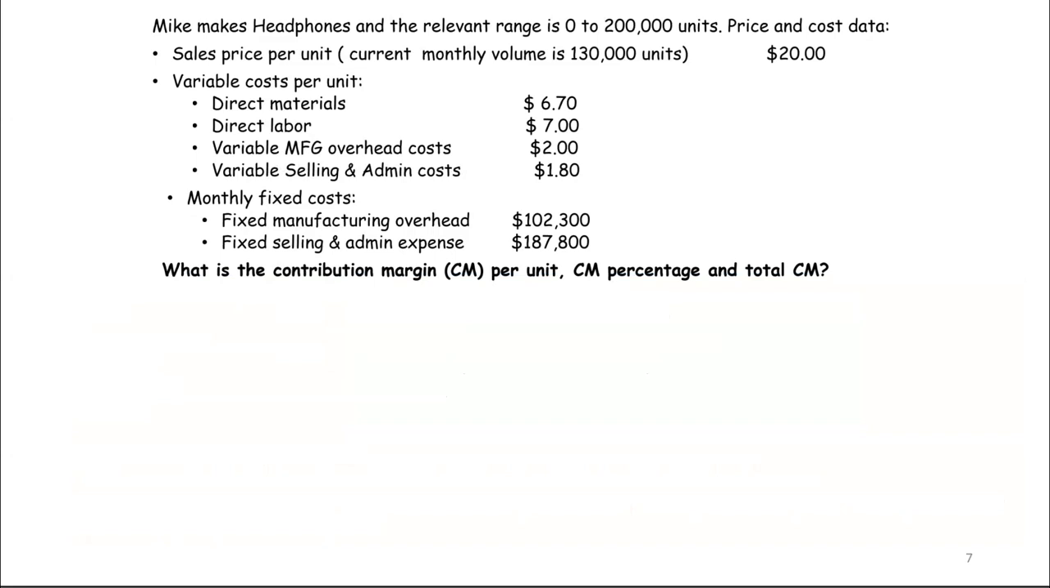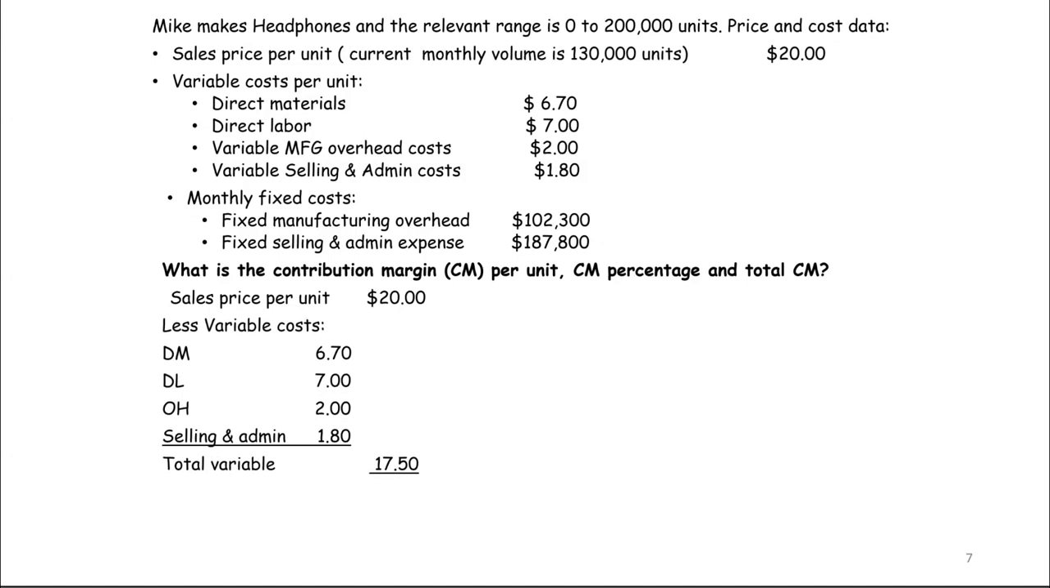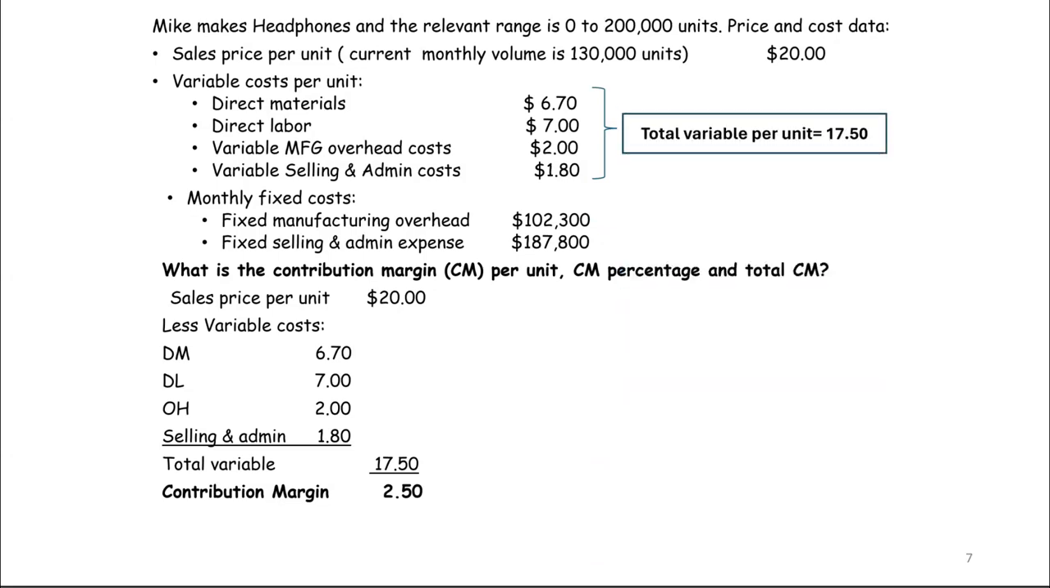Now, here's a nice one. We're going to go through a bunch of different ratios, and we have a company within the relevant range because it's 0 to 200,000, and we're going to have 130,000 units, and we sell them at $20 each. We have a variable cost by unit, which is what we need, and we have our fixed cost in total, which we also need. So, we're going to add up all our variable costs per unit to get our total variable cost per unit. And that's how we get our contribution margin. Again, that's how we got that number, and our total fixed costs are going to be $290,000.